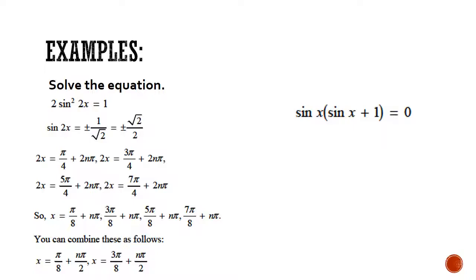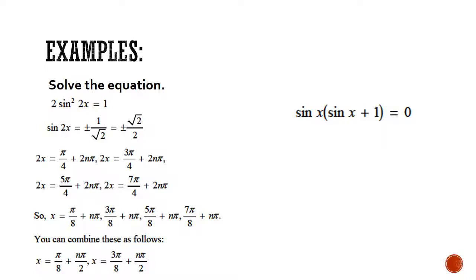So you'll see there we have 2x equals pi over 4 plus 2 pi n, 2x equals 3 pi over 4 plus 2 pi n, 2x equals 5 pi over 4 plus 2 pi n, and 2x equals 7 pi over 4 plus 2 pi n. That's the 4 quadrants because it's both positive and negative.